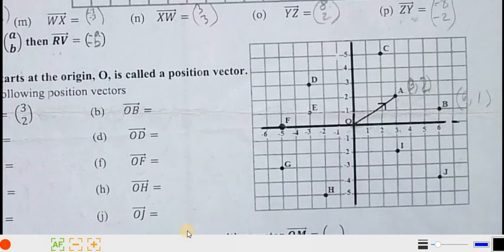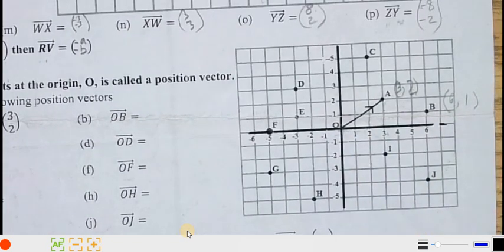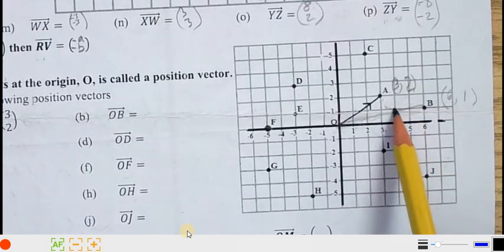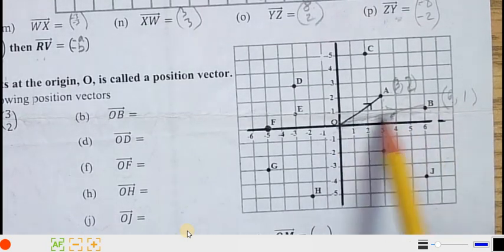Okay. Now, if I were to draw a straight line, creating a vector, I want you to listen now. Even though the bell has gone, I'm trying to close the lesson properly. So please listen.